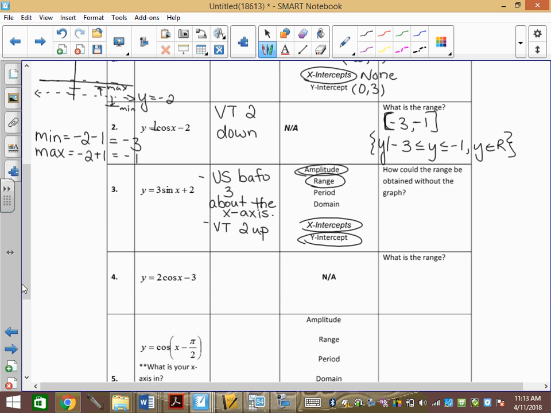The range of this function? So your max would be d plus the amplitude, so 5, and your min would be d minus the amplitude, so -1. Because your normal graph would be at 0, 0, up 3, down 3, right? So it would normally be at -3 and 3, but we moved it up 2. So this -3 is going to become a -1, and this +3 is going to become a 5.